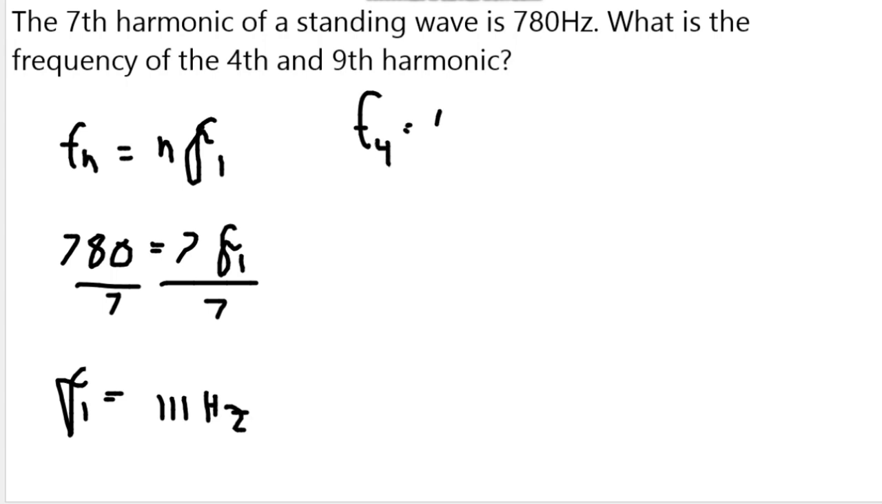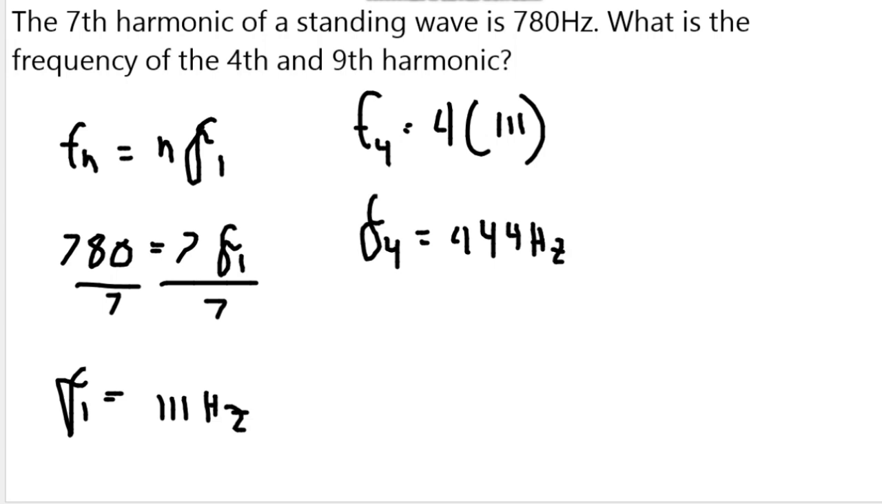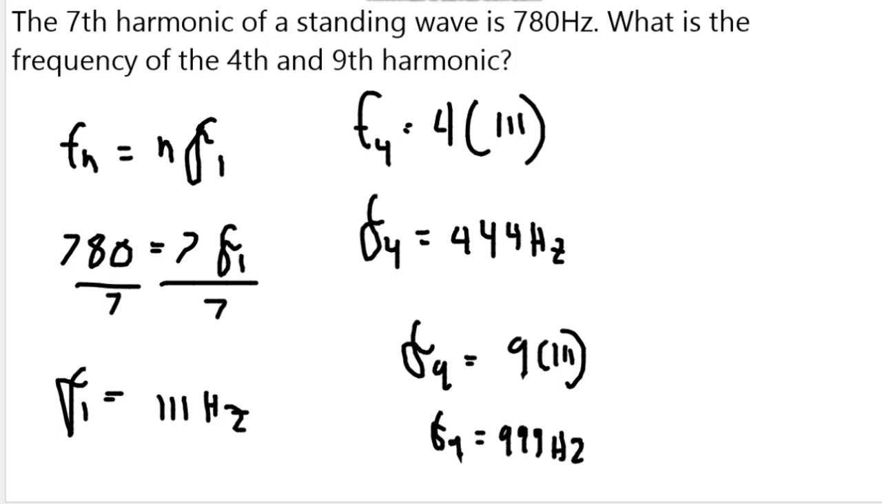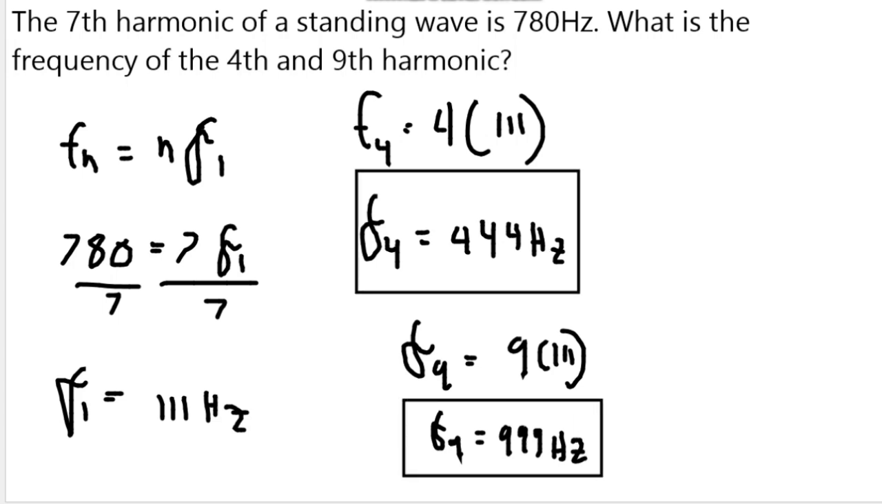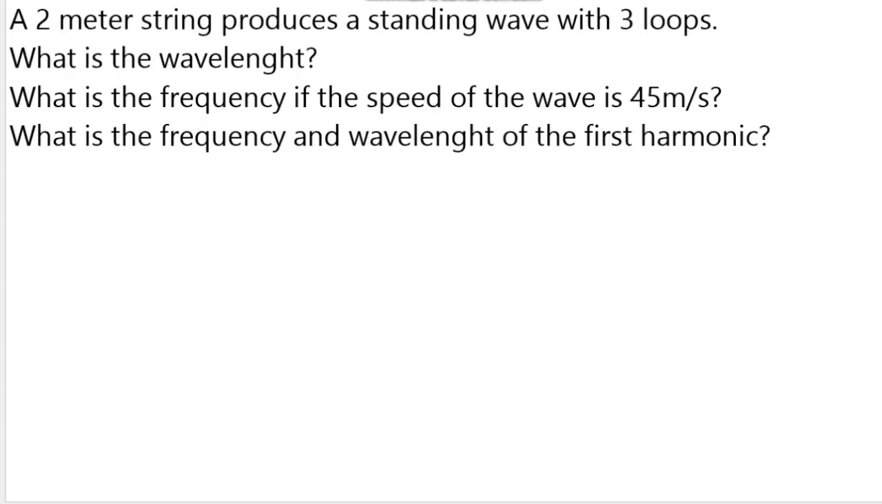So now let's calculate the fourth harmonic. That's going to be f sub 4 is equal to 4 times f sub 1. So that's going to be 4 times 111. It's going to be 444 hertz. So calculating the ninth harmonic is basically easy. It's just going to be 9 times f sub 1, which is 111. So we get 999 hertz. So that's it. The answers are 444 and 999.